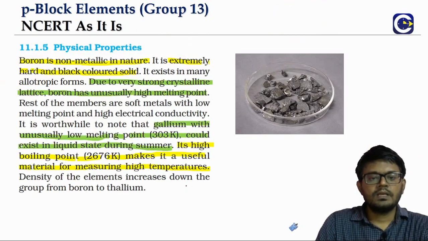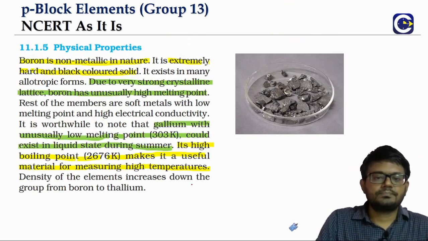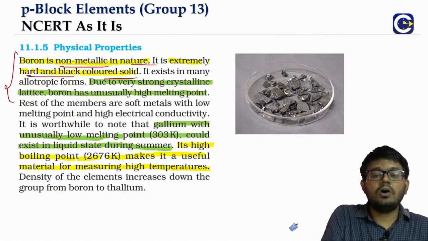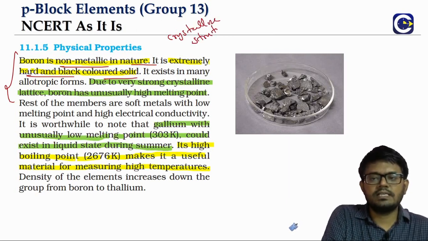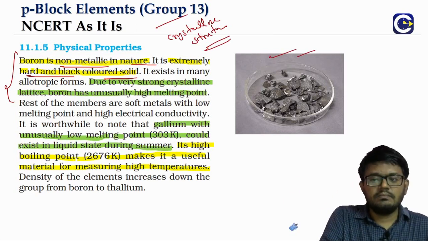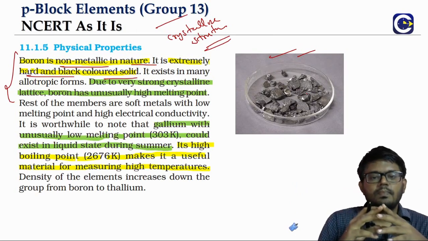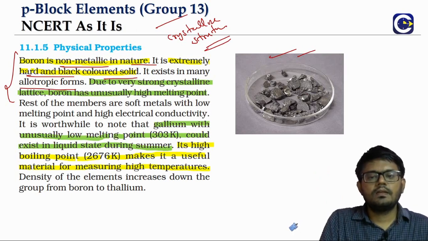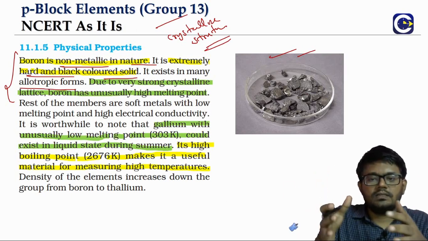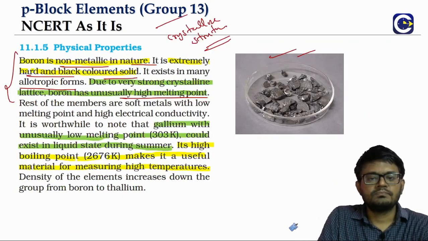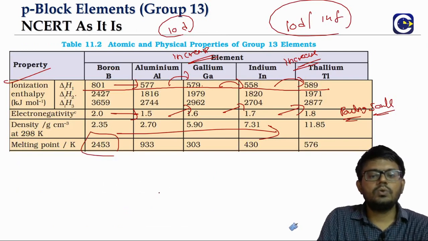Now the physical properties. Boron is non-metallic in nature. In fact, it will be extremely hard. It will have a crystalline structure. There are various forms of the crystalline structure, like alpha rhombohedral, beta rhombohedral, but that knowledge is not required for us here. You can see these are the boron crystals, and it will have various allotropic forms, as I said. Because of this strong crystalline lattice, boron will have an unusually high melting point. We can see here the melting point value: 2453 Kelvin.